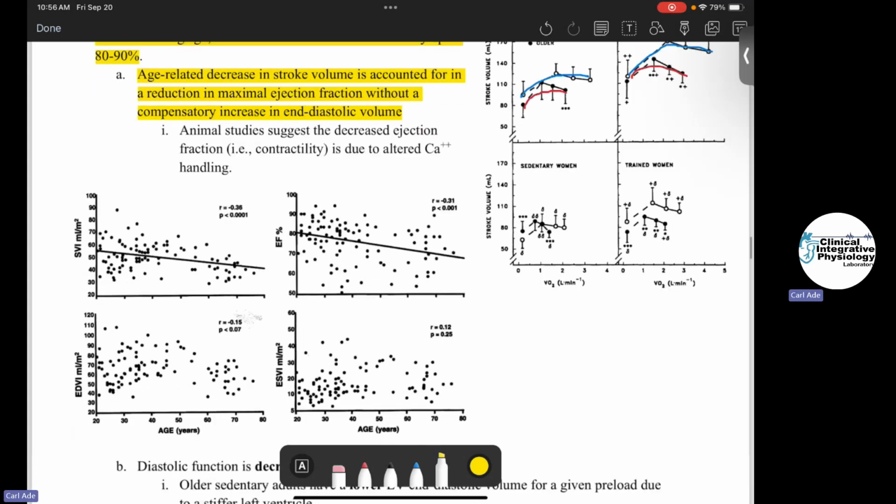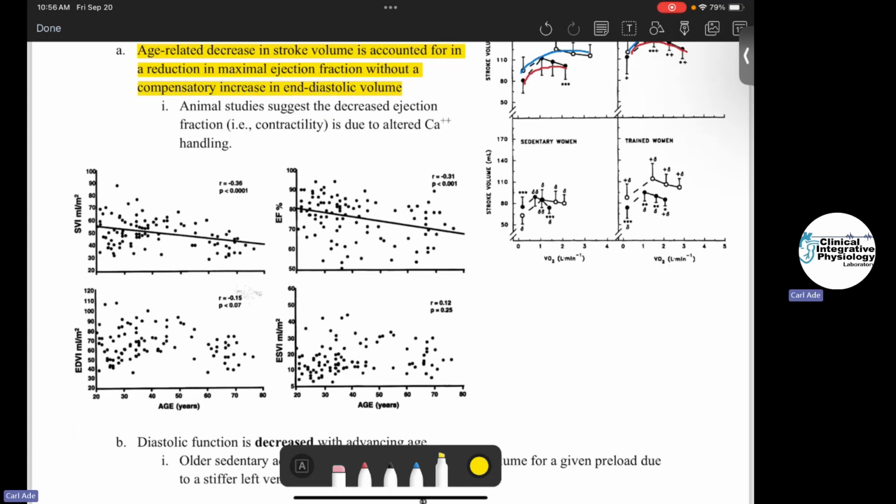And if we look at the effects of aging, so here's age, and this is the ejection fraction. And here's stroke volume index, just meaning it's stroke volume normalized to their body mass or body surface area in this case. We can see stroke volume goes down as we age, and so does ejection fraction.